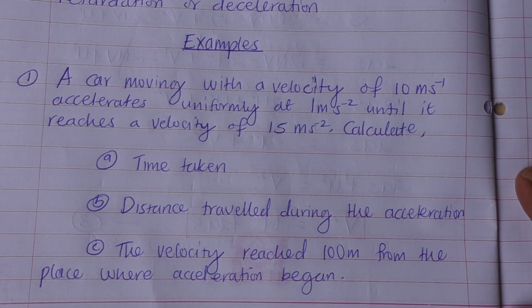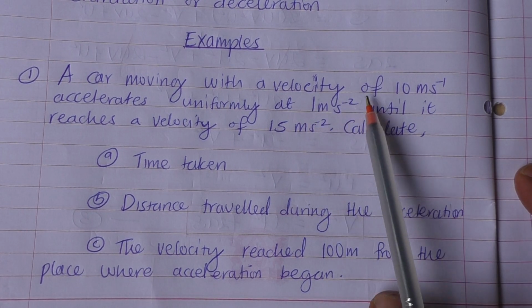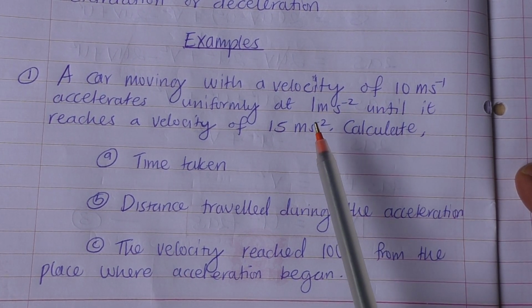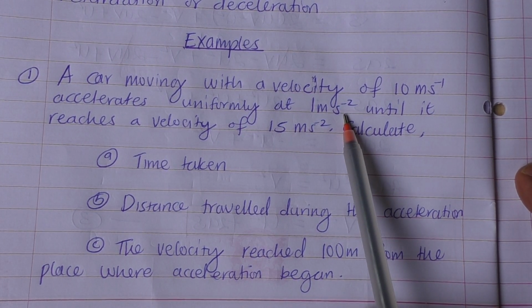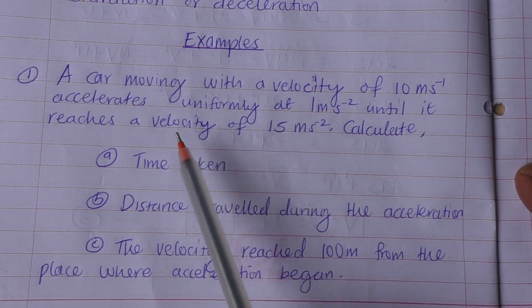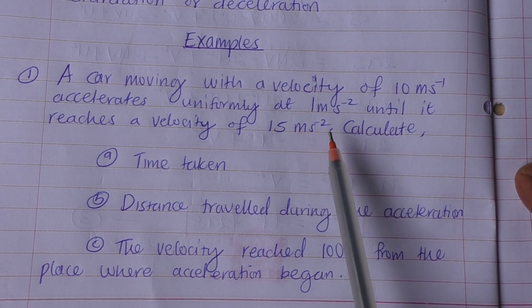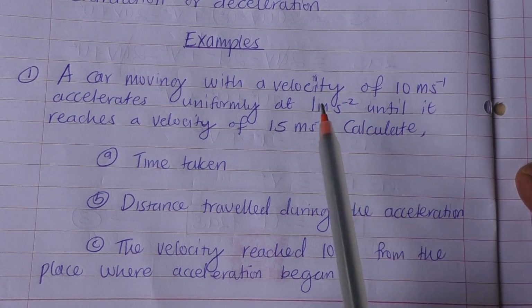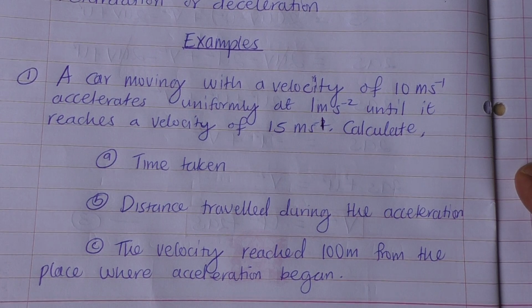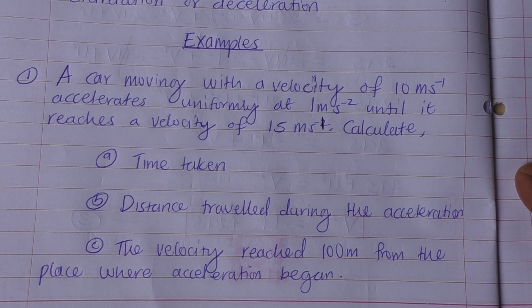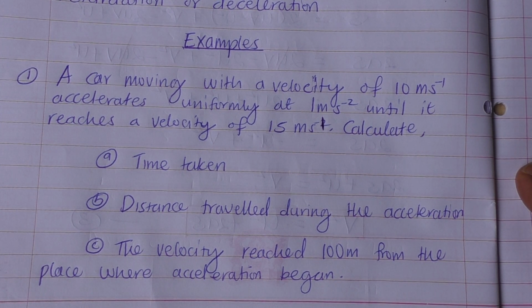Example 1 says, a car moving with a velocity of 10 meters per second accelerates uniformly at 1 meter per second squared until it reaches a velocity of 15 meters per second. The question is, calculate the time taken, the distance traveled during the acceleration, and the velocity reached 100 meters away from the place where acceleration began.